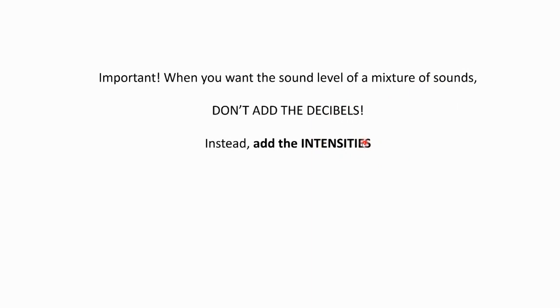So it's appropriate to add the intensity. Don't add the decibels, right? Because you've got this logarithm in there, you can't add the decibels. So if you want to know what the sound level is when you're mixing sounds, convert everything to intensities, figure out what the intensity is when everything is added together, and then convert back to decibels. Is that clear? Any question about that? No, it appears to be clear.